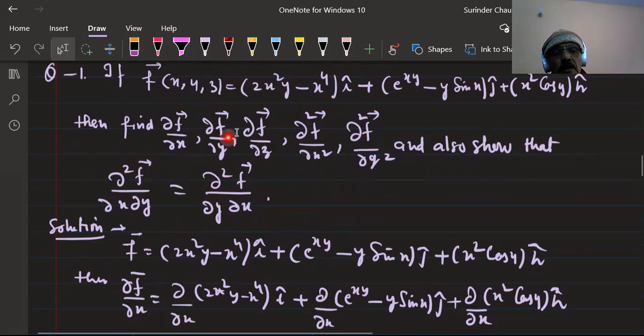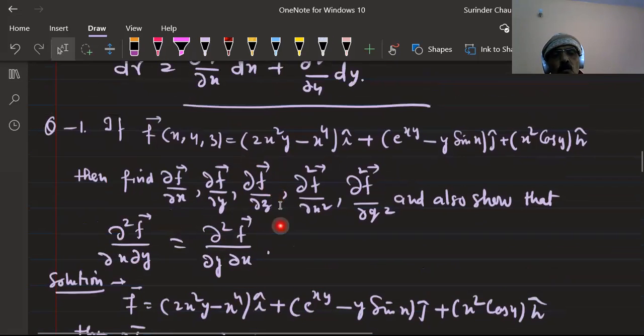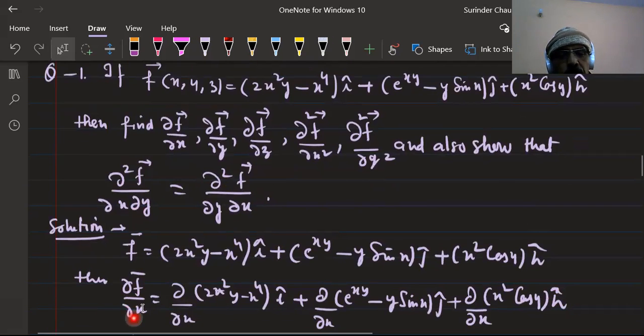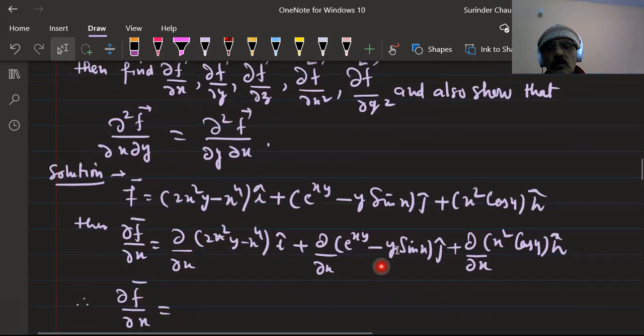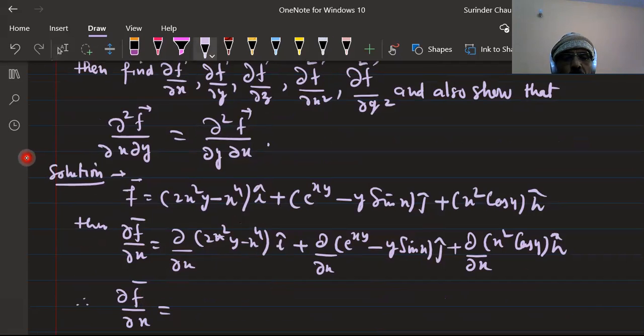Now let's calculate. Now f is 2xy i, plus e to the power xy minus y sin x j, plus x squared cos y k. So the partial derivative with respect to x: the x component is 2xy, the y component is e to the power xy minus y sin x, and so on. How much will the x component be equal to? Now we are differentiating with respect to x, y is constant, 2y is constant. The differential of x will be equal to 2x.